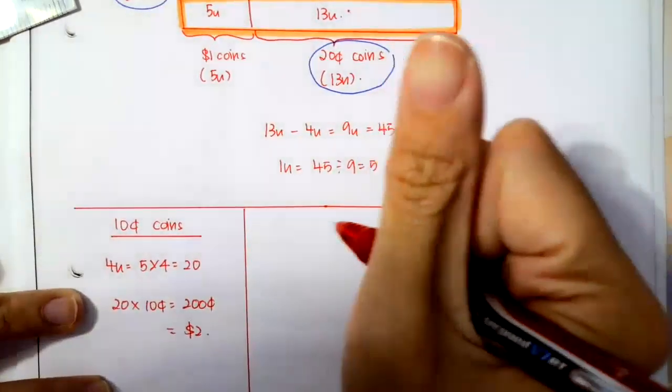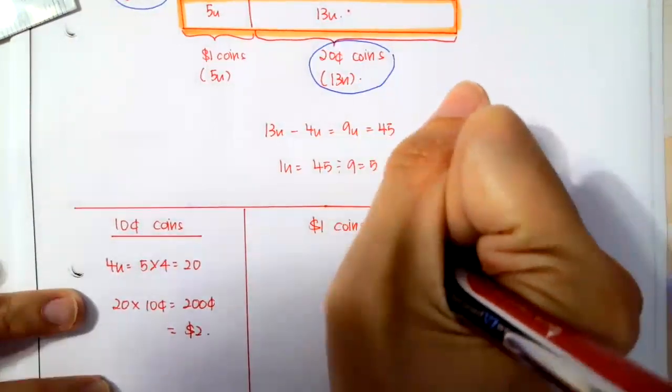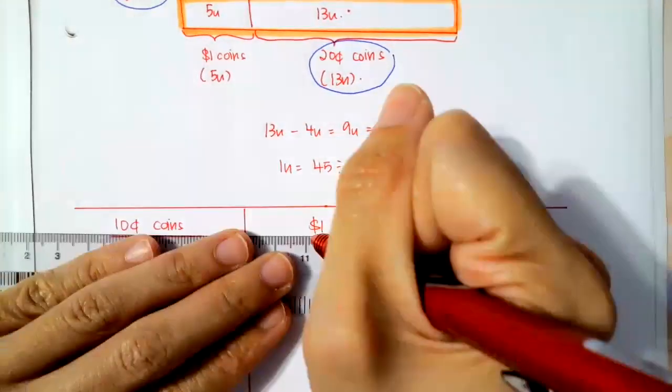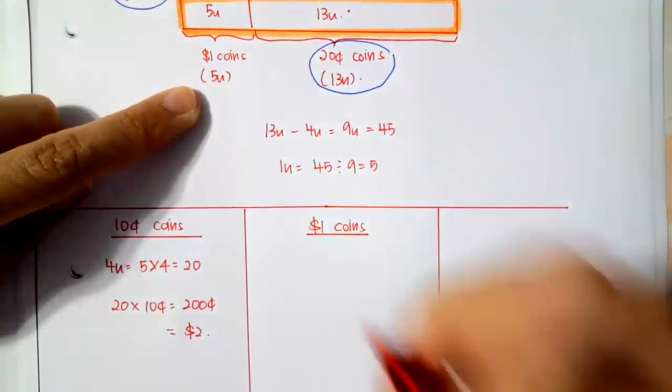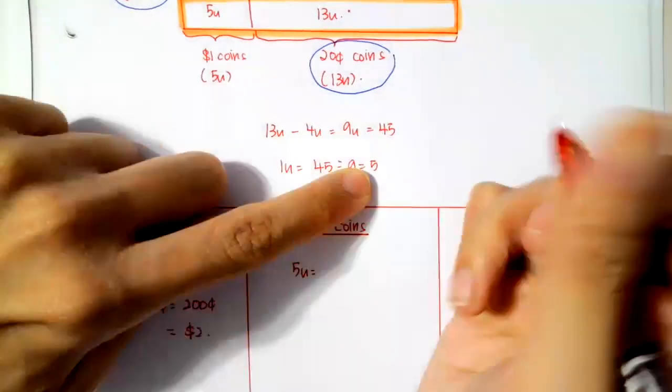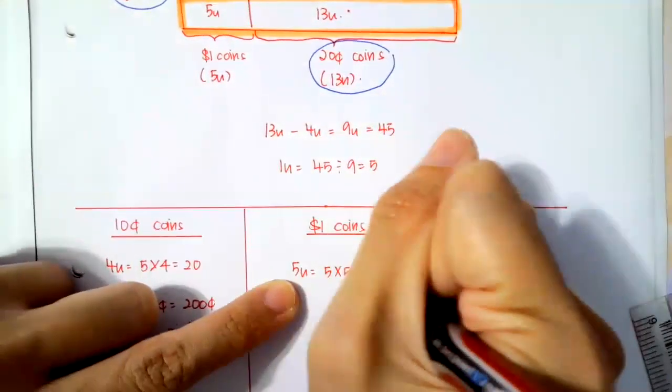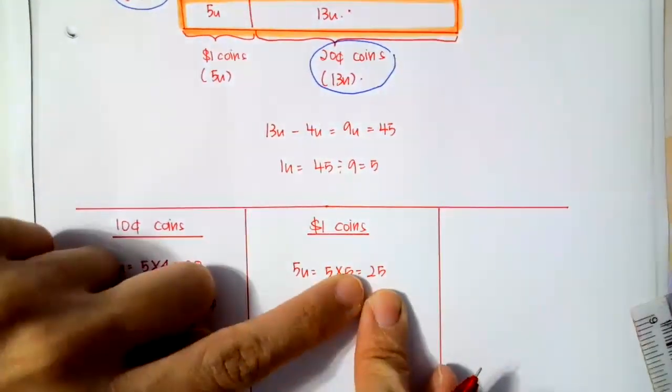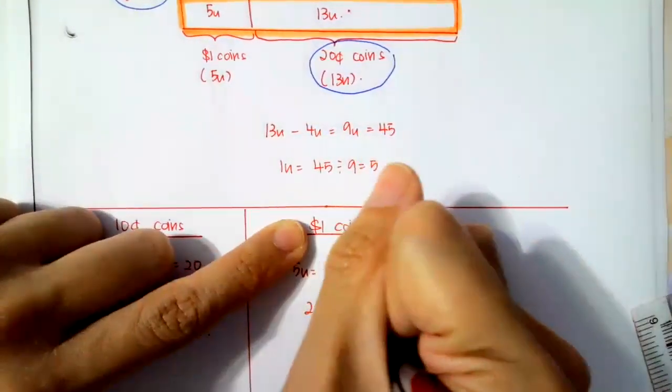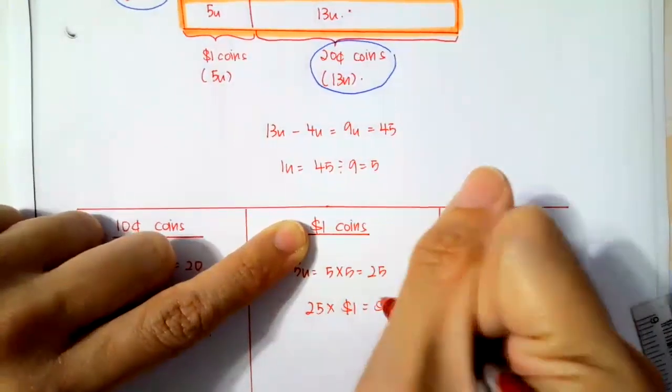For my $1 coins, $1 coins would be 5 units. So 5 units would be 5 coins times 5, 25 coins. 25 times the value of a $1 coin. So 25 times $1 is $25.